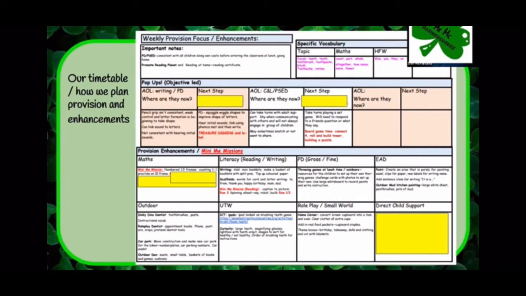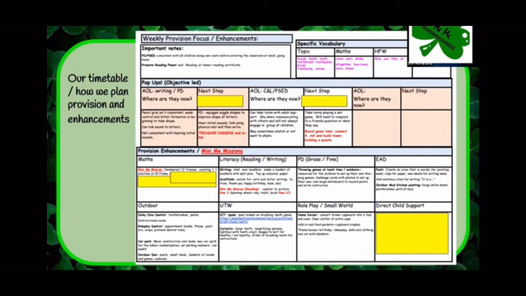Then I've got vocabulary on the right-hand side in pink. And that's just so all staff know vocabulary we're working on through topic, maths, other. So we were using first, next, and end for everything. And then we had our high frequency words we were teaching that week. Now down below, we've got pop-ups.